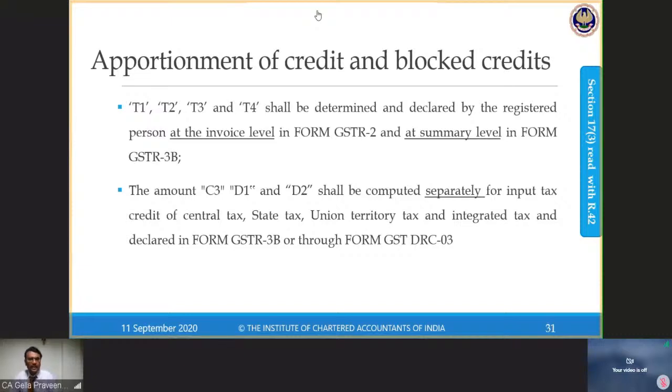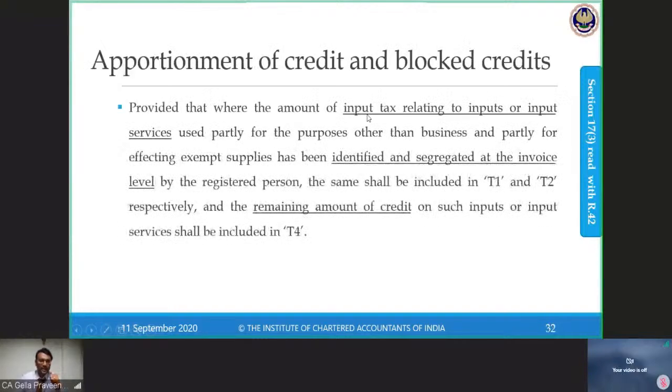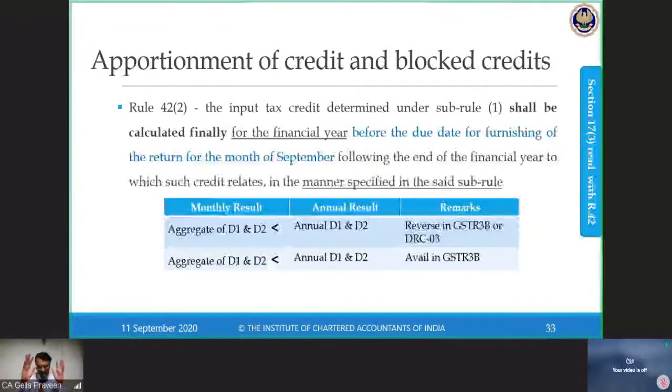Now, having done all that, what further do I have to do? Now this particular slide says, this is the crux. Once your year gets over, I have asked you to do a mathematical equation month on month. I have asked you to identify how much credit is available and how much credit is unavailable.